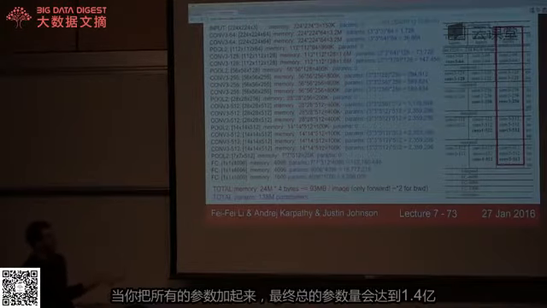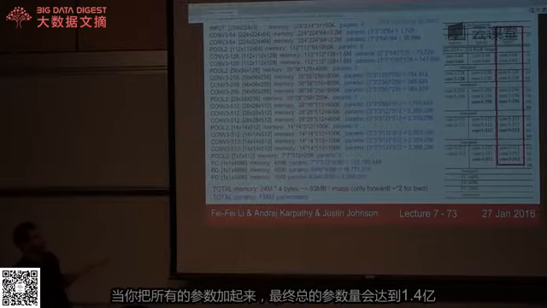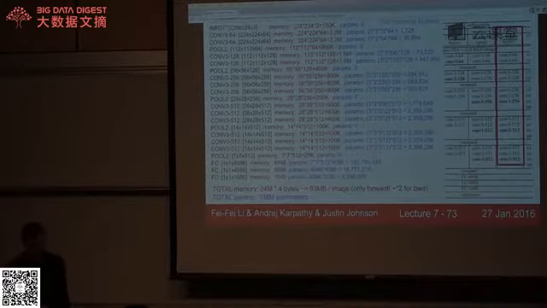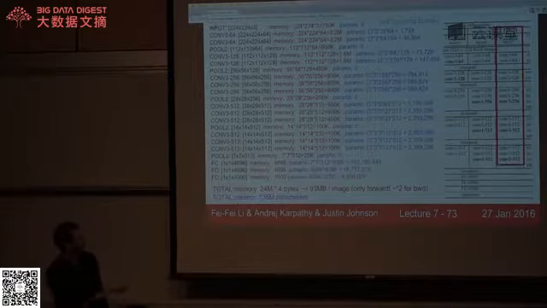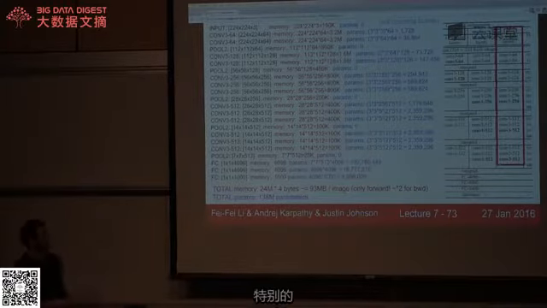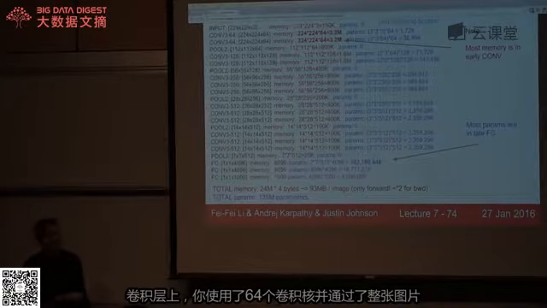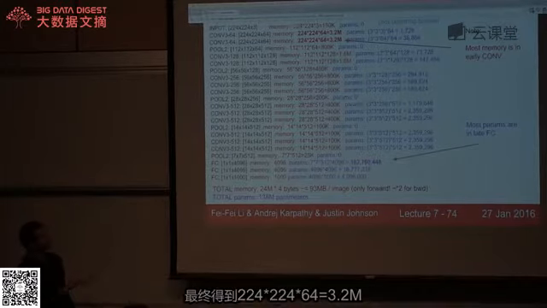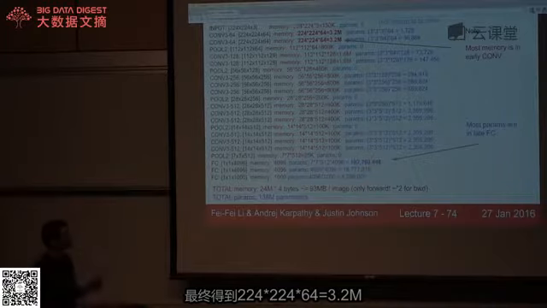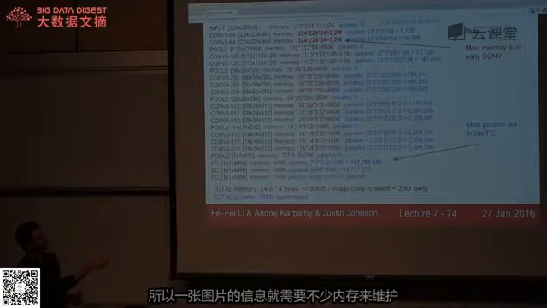And the total number of parameters is 140 million at the end when you add up all the parameters throughout this. So there are some fun things to note about the asymmetry between where all the memory is and where all the parameters are in the network. In particular, you'll note that most of the memory is actually in the very first few convolutional layers. You've taken 64 kernels and gone through the image and you end up with 224 by 224 by 64. So you end up with 3.2 million numbers at that point. Quite a lot of stuff to maintain for that single image.